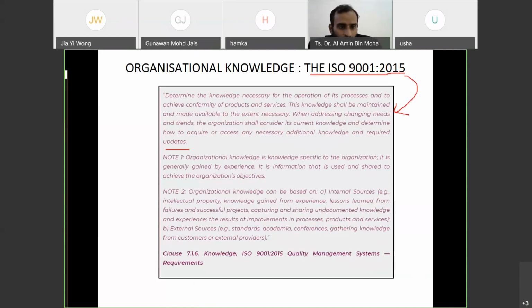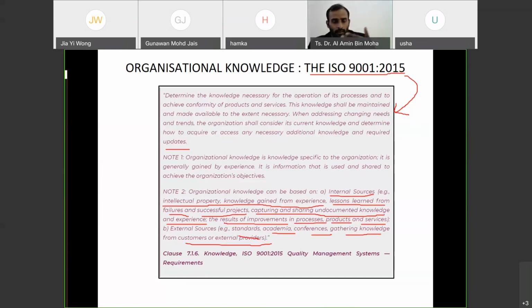Okay. Note 1, organizational knowledge is knowledge specific to the organization. It is generally gained by experience. It is information that is used and shared to achieve the organization's objectives. Note 2, organizational knowledge can be based on internal sources: intellectual properties, knowledge gained from experience, lessons learned from failures and successful projects, capturing and sharing undocumented knowledge and experience, and the results of improvement in processes, products, and services. External sources are standards, academia, conferences, gathering knowledge from customers or external.